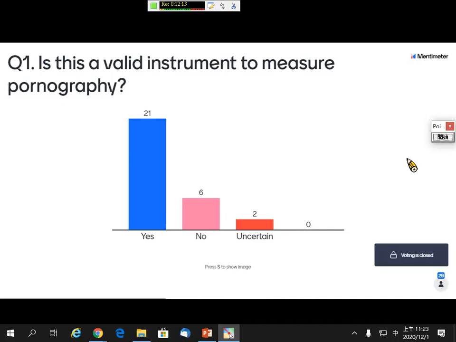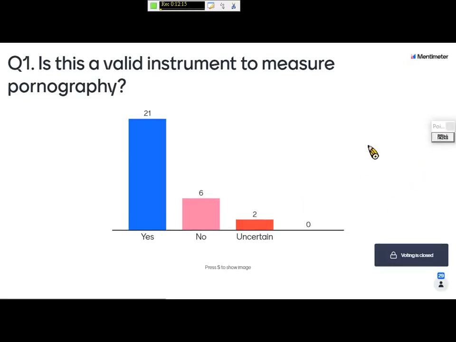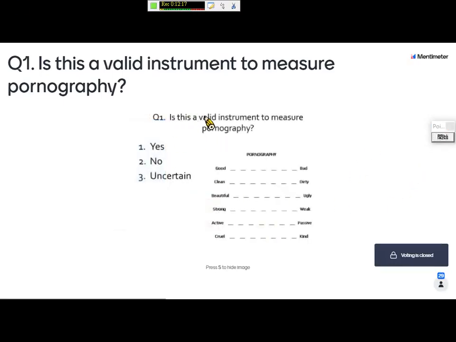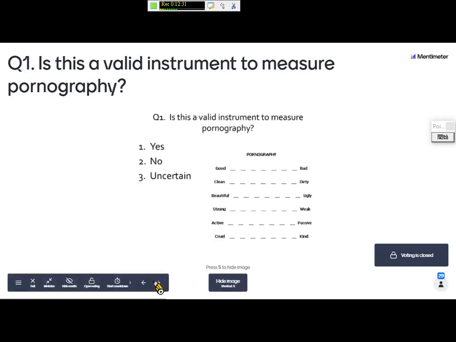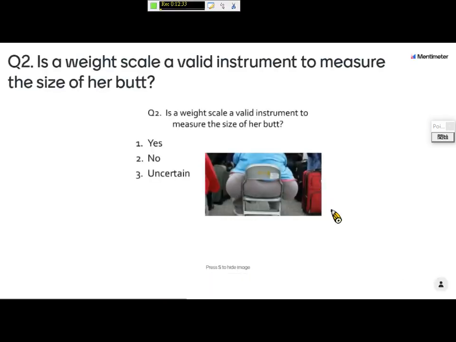Again, let me go back to here. Is this a valid instrument to measure pornography? No. Pornography itself and your attitude toward pornography are different. So be careful about the difference, okay? Now let's go to, how about this?